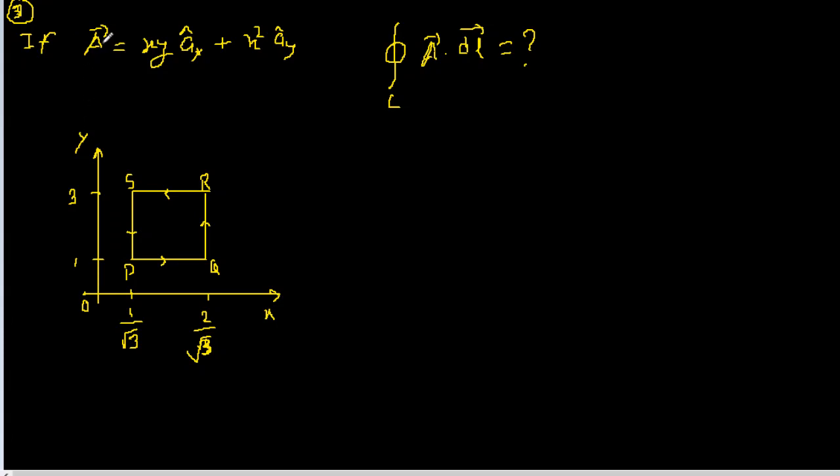Okay, here I have a question in which it's stated that A is the vector represented as xy x cap plus x square y cap. Here x cap means the direction of x and y cap indicates the direction of y. So we have this diagram, and we have to calculate the dl of this equation.